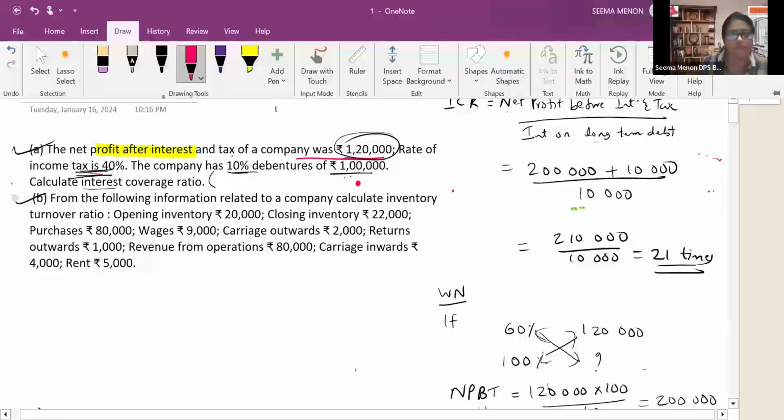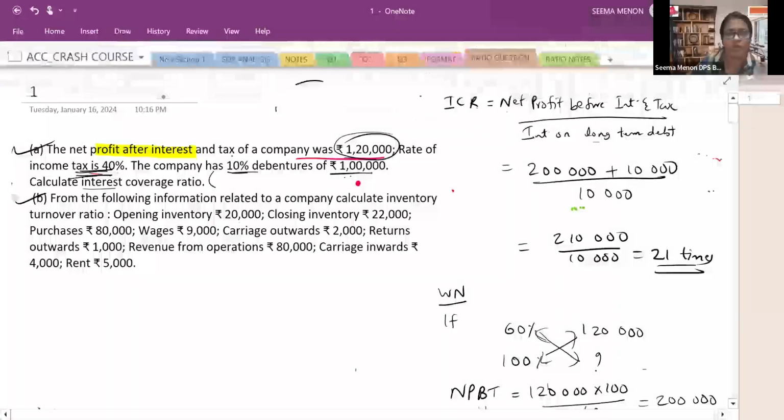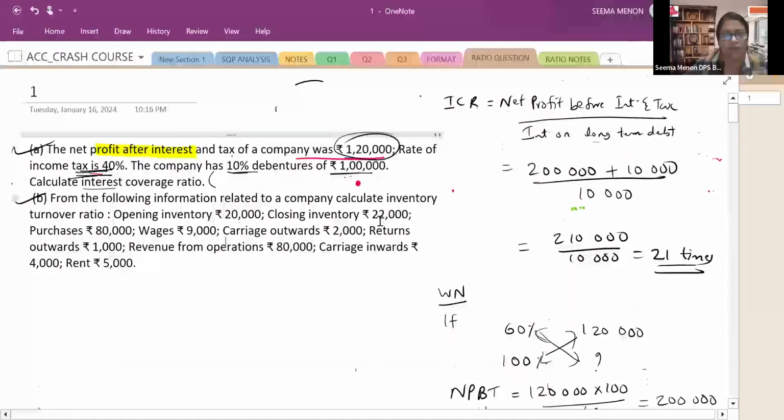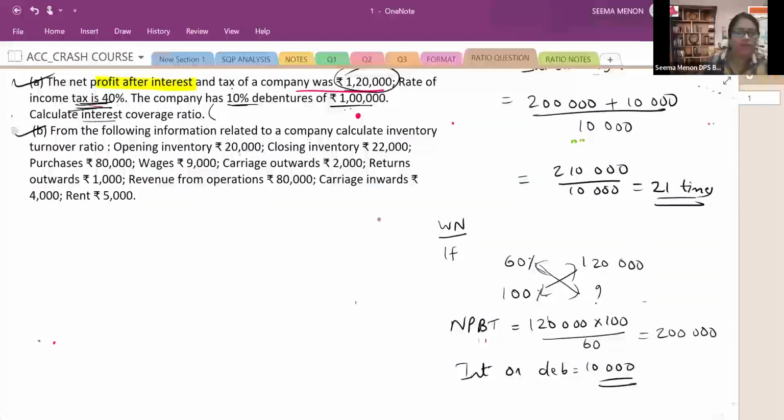From the following information related to a company, calculate inventory turnover ratio. Opening inventory is rupees 20,000 and closing inventory is rupees 22,000. Purchase is 80,000. Wages 9,000. Wages means that is the direct expense. Opening inventory is given. Closing inventory, carriage outward, return outward is given.